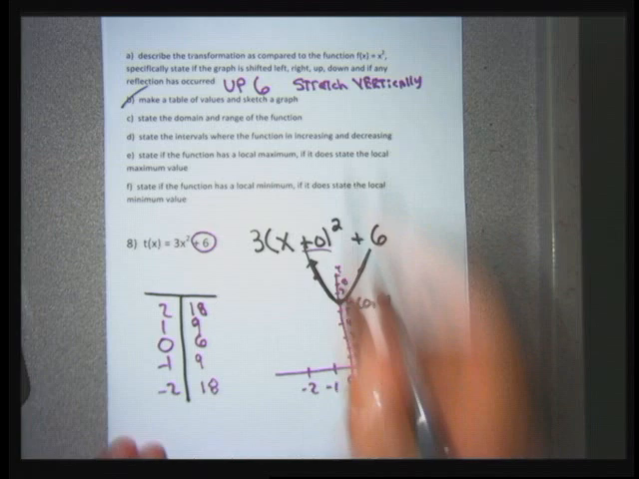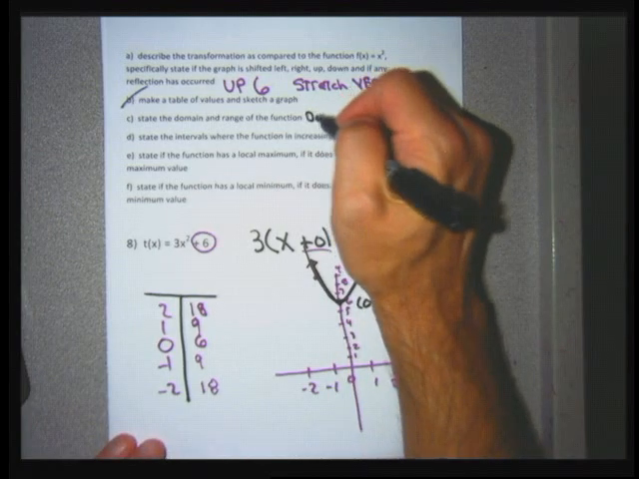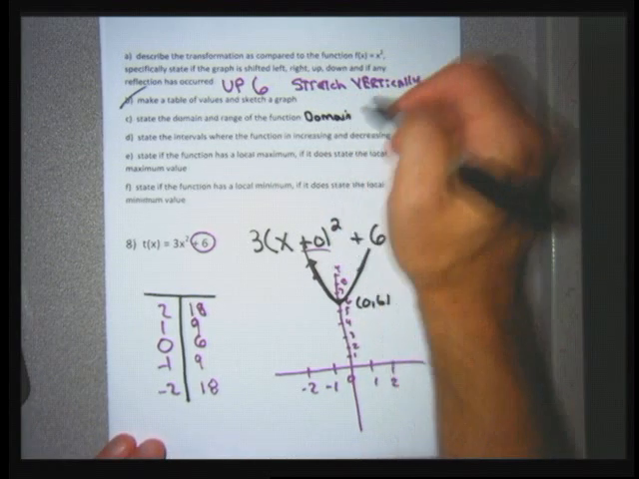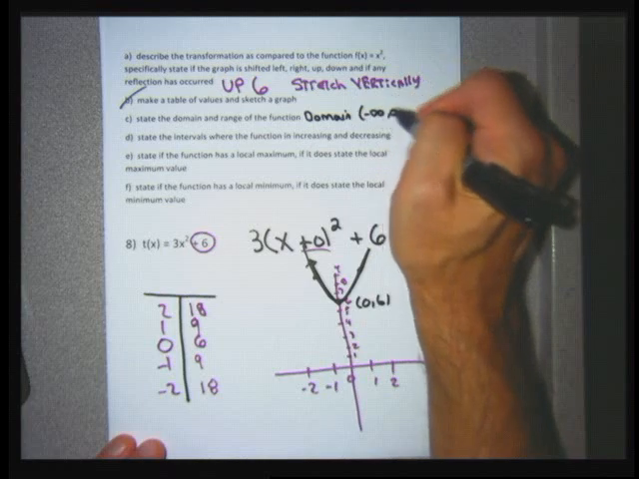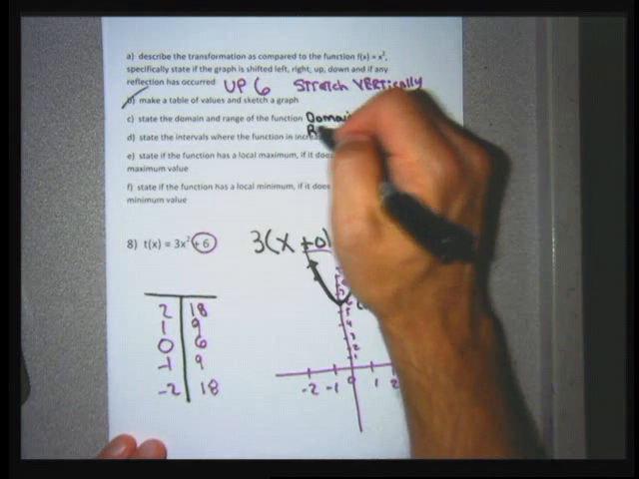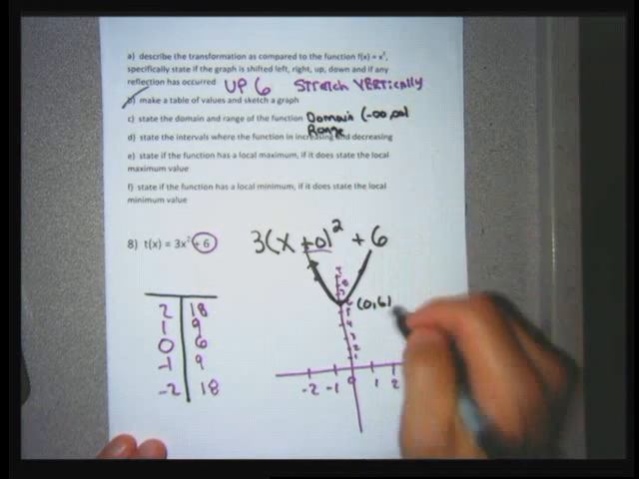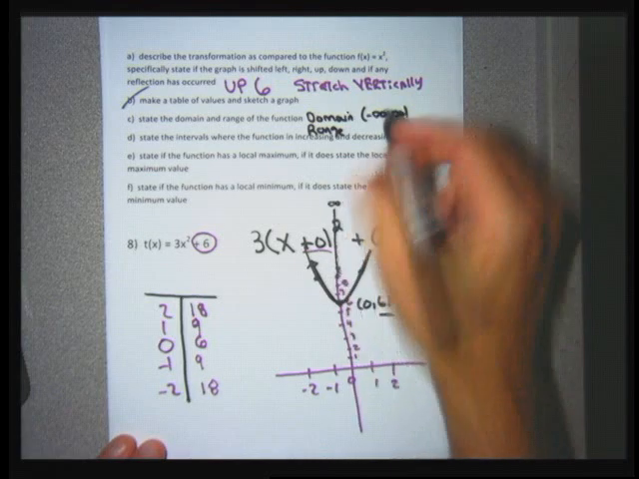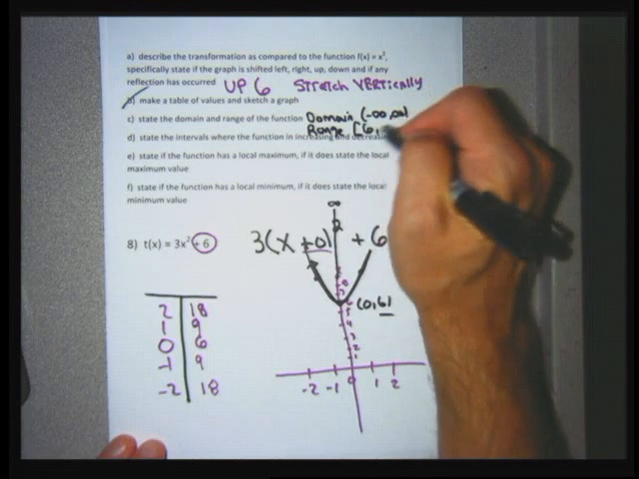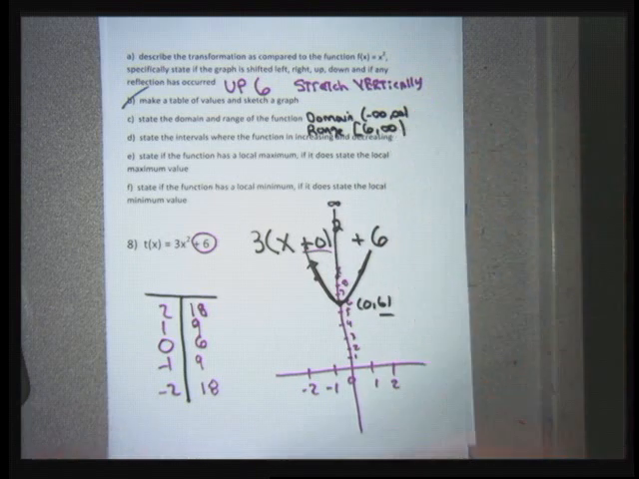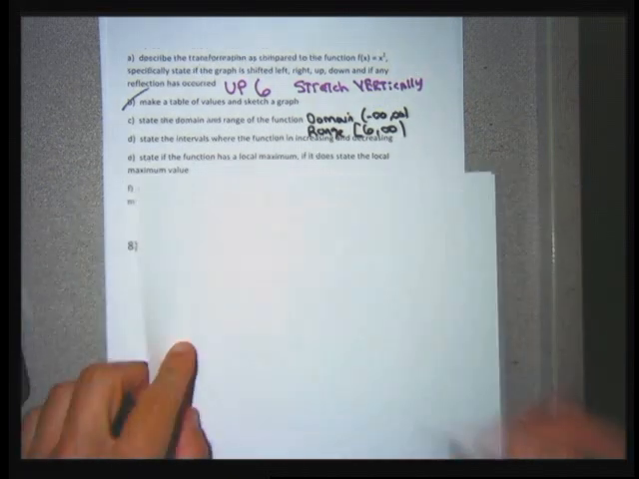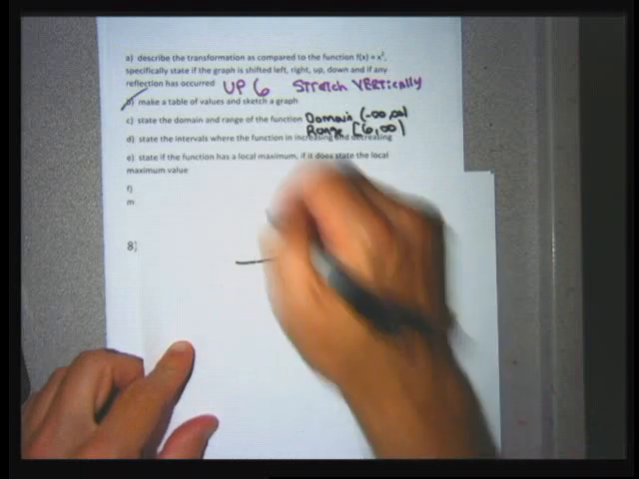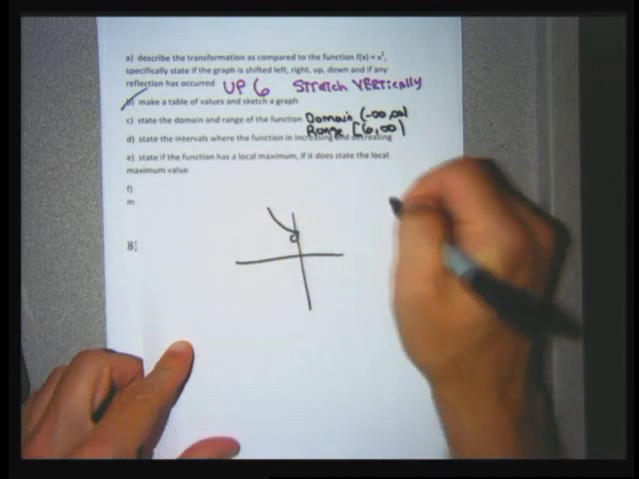Now I do the domain and the range. For all parabolas, the domain's going to be negative to positive infinity, so I don't need to do any work with that. The range, I take the y-coordinate of the bottom point, which is 6. The graph goes to the top of the y-axis, which is at infinity. So the range is going to be from 6 to infinity. The increasing and decreasing, I pull off the graph and I segment it on either side of the vertex. So the vertex is at 0, 6.